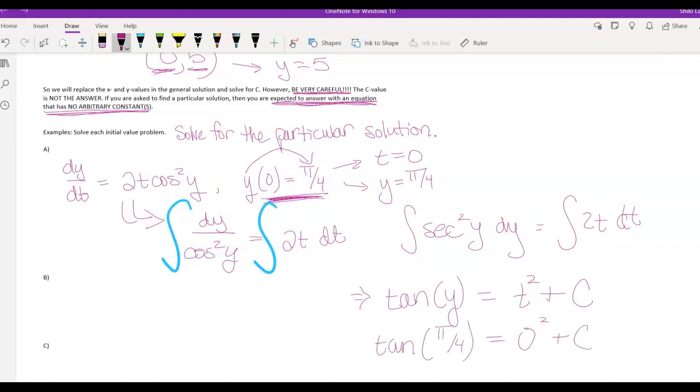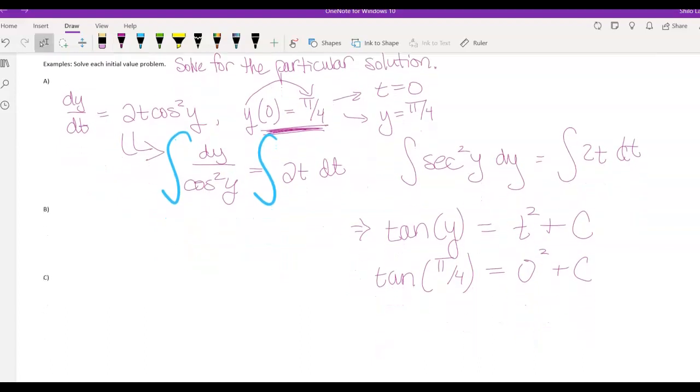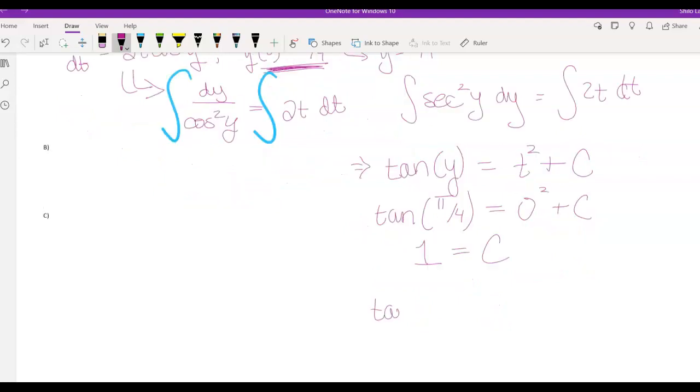So the only unknown value there is the c. We can solve for the c. Tangent of pi over 4 is equal to 1. 0 squared is equal to 0, plus c is c. So the c value is 1. So we've got tangent of y is equal to t squared plus 1.